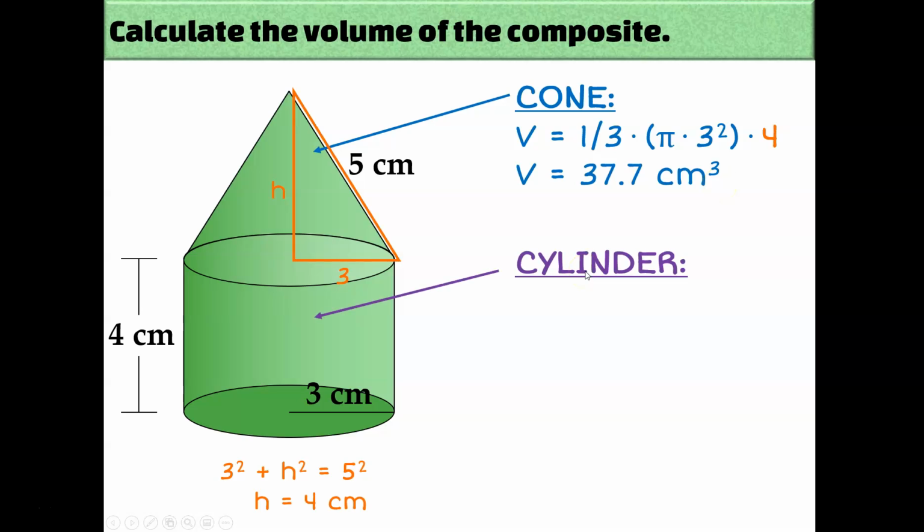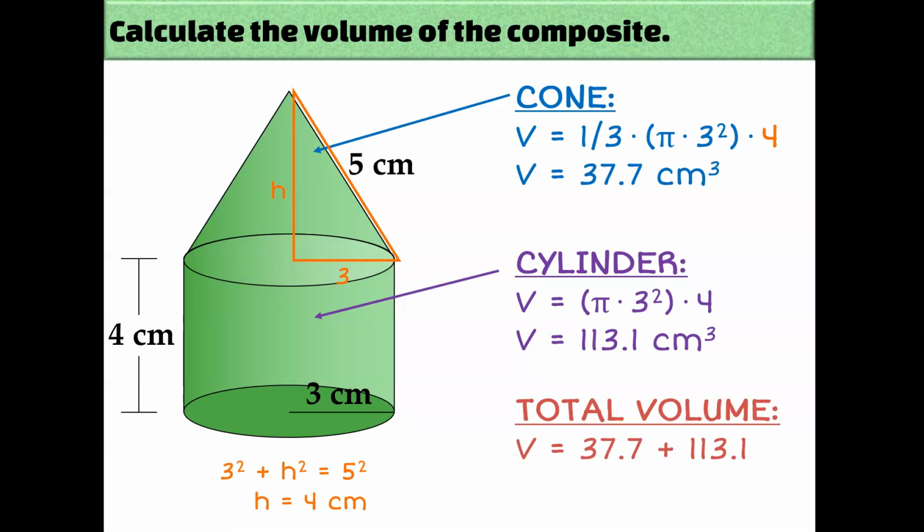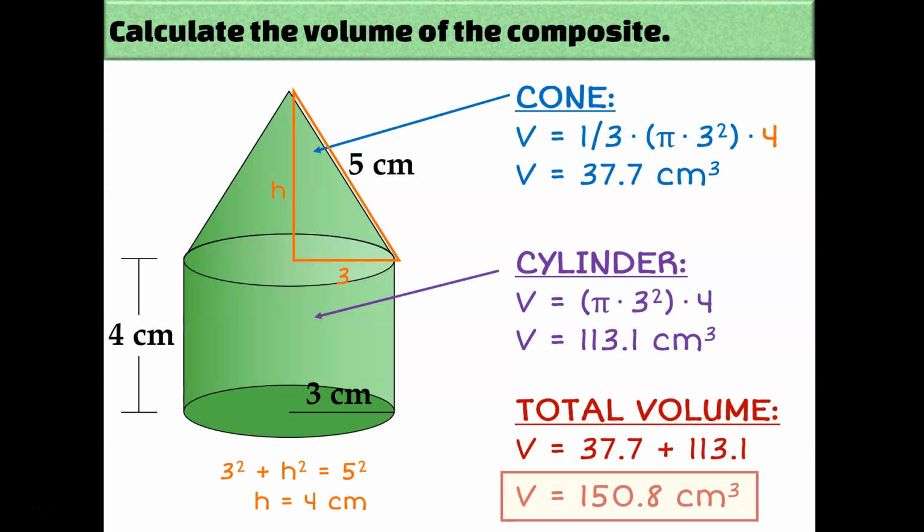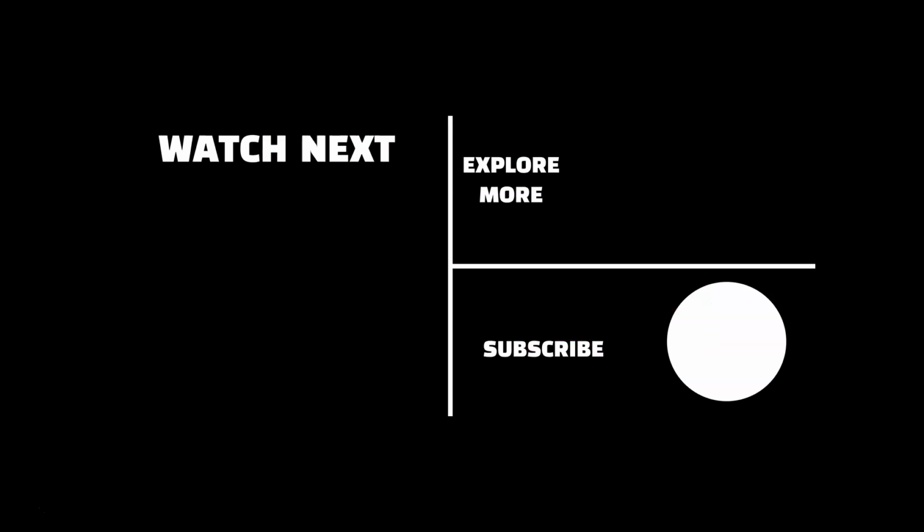The volume of a cylinder is equal to the area of the base times the height. The area of the base is pi r squared, so same starting point as what we had on the cone. We have the pi r squared again, and we'll multiply it by the height, which is also 4. We're just not using the 1/3 because a cylinder is the whole thing. A cone is only 1/3 of the volume of an equivalent cylinder. So the volume of the cylinder is 113.1 cubic centimeters, which means the total volume of this composite solid is 150.8 cubic centimeters. And that's all you need to know about calculating the volume of composite solids.